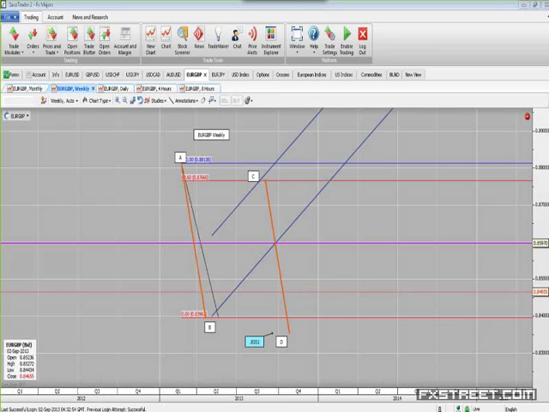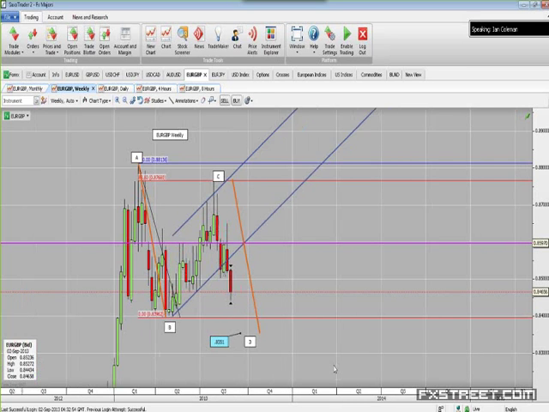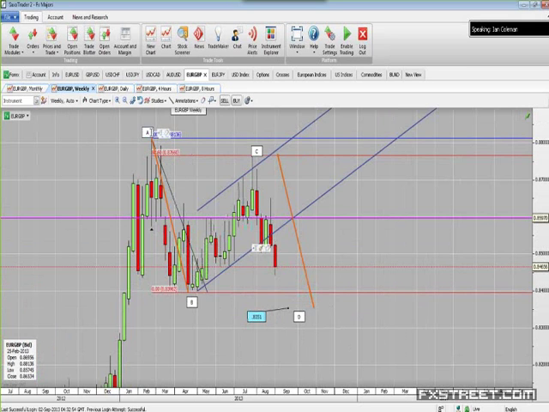So weekly, this is my first target level. It's 83.51. So even an ABCD formation, we've broken out of this channel. We did spike up all the way to the 88.6% fib.